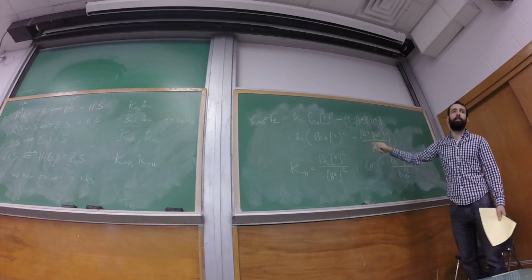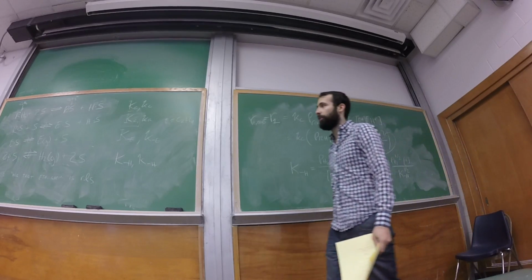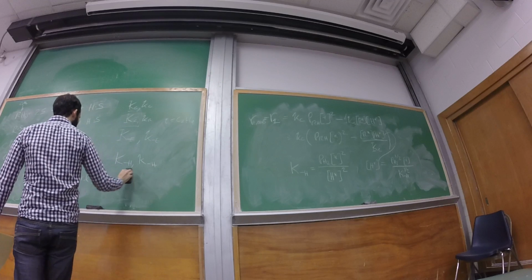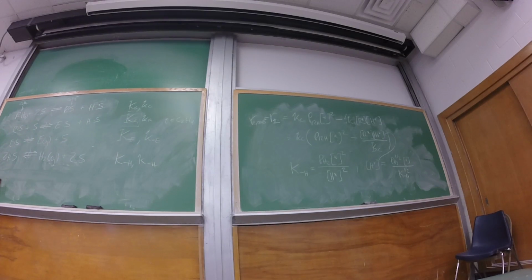Okay, what about R? This is your moment to shine. 2. Yeah, that one we want to use the second reaction. Why? It's the only one that has R star, so it's kind of obvious. It's the only one we can use. All right, so big K_R is equal to what? Concentration of E star, H star, divided by concentration of R star, star. Rearrange.